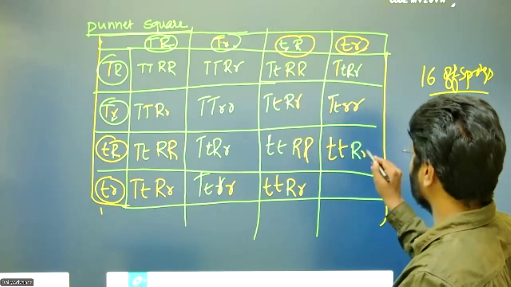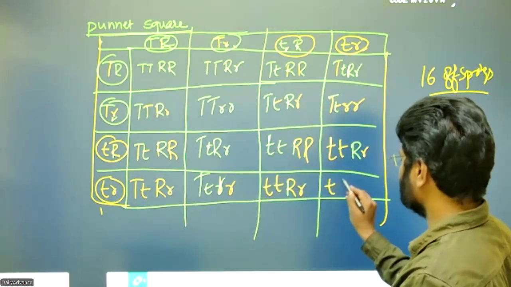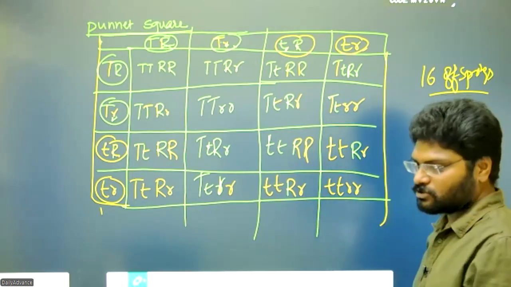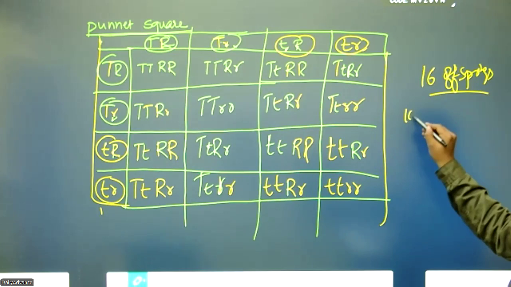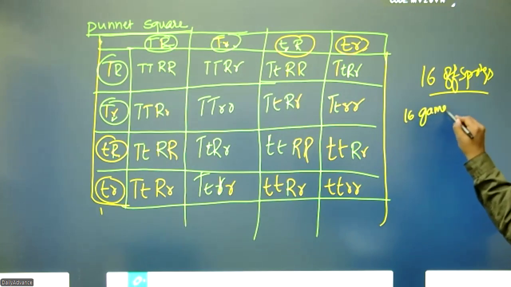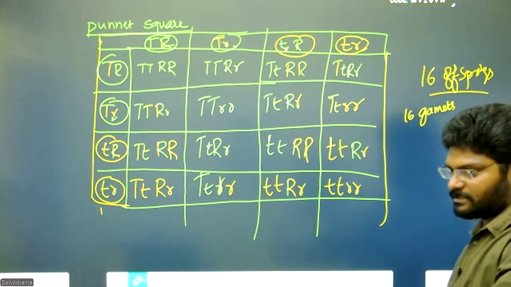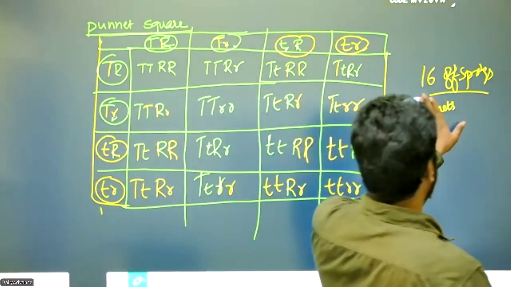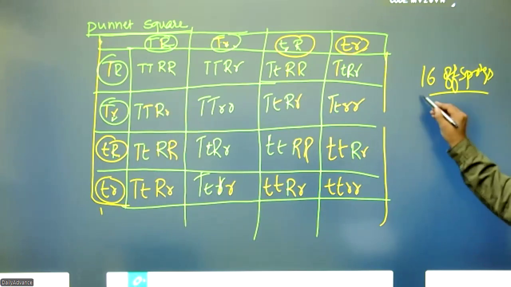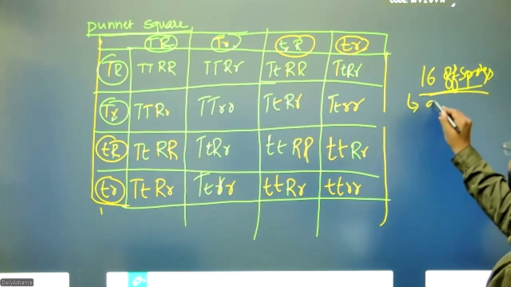So capital R, small r. So last one, small t, small r, small r. So this is the 16 offsprings, 16 gametes. So 16, not 16 gametes, 16 genotypes. 16 offsprings have 16 genotypes.